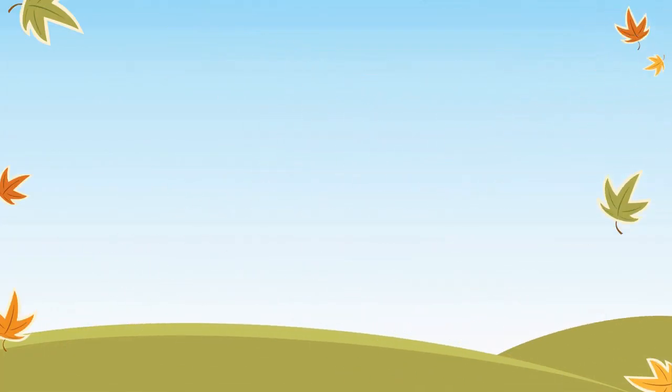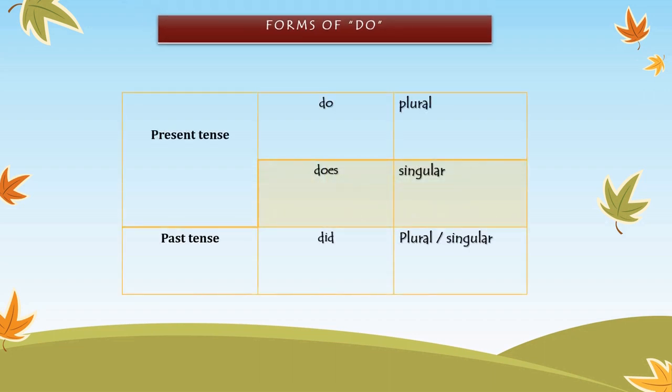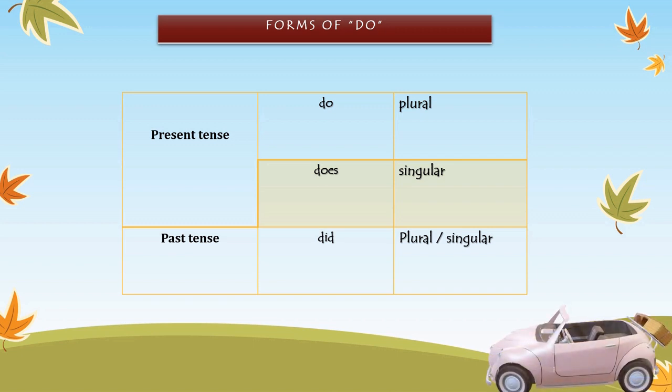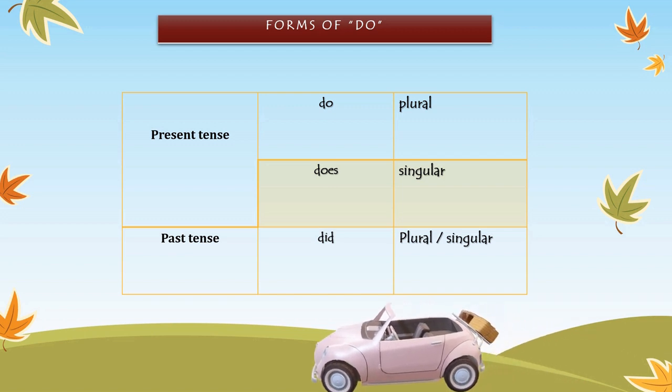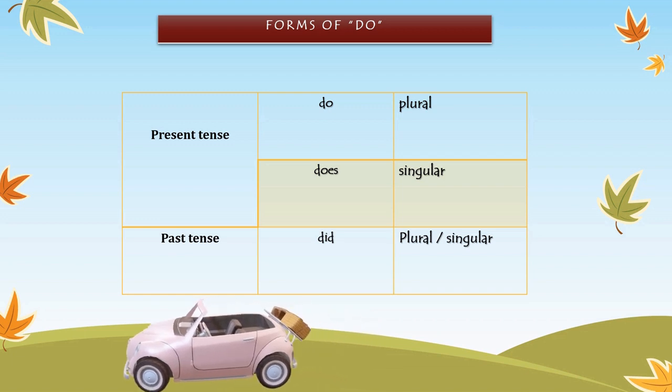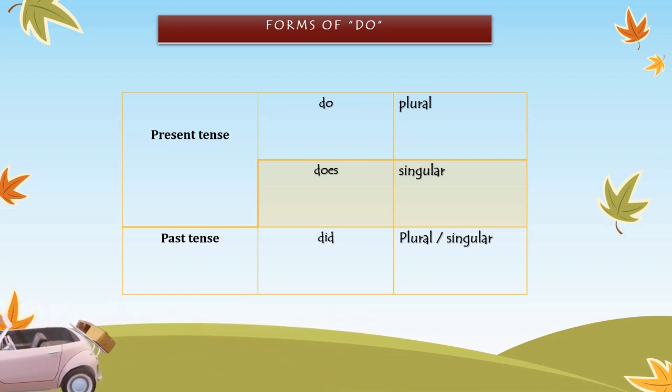In order to understand this idea better, let's move to a table. Here in this table, as you can see, the three forms of auxiliary verb do are given. The three forms are do, does and did. Do is in the present tense and is the plural form of the verb. Does is also in the present tense and it is the singular form of the auxiliary verb. Did is the past tense of do, and as it is the past tense, did can be used either as plural or as singular.